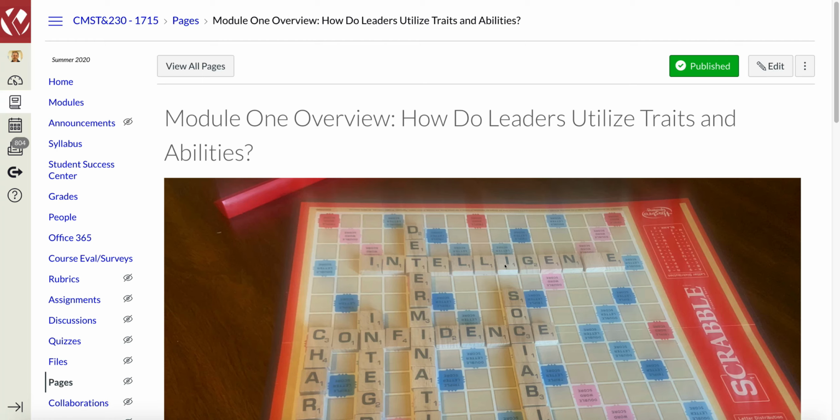So I figured the easiest way to show you before you really dive into the class how a module is organized is just to walk straight through it. So the first thing you want to do here is take a look at the title of the module. So here we have Module 1 overview. Obviously, I already clicked into it. There's a question: How do leaders utilize traits and abilities?